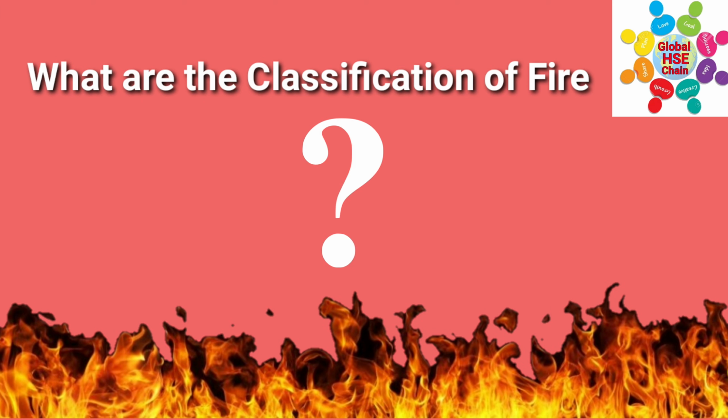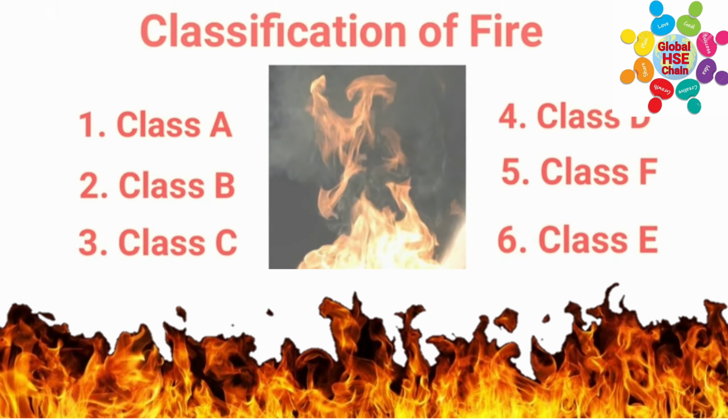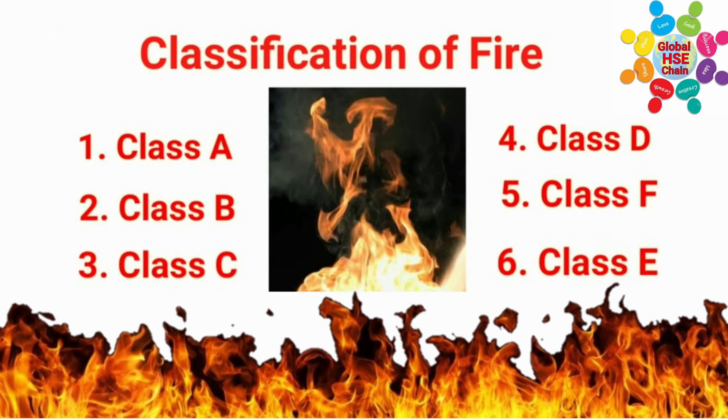What is the classification of fire? There are 6 classes of fire. Number 1 class A, number 2 class B, number 3 class C, number 4 class D, number 5 class F, number 6 class E.